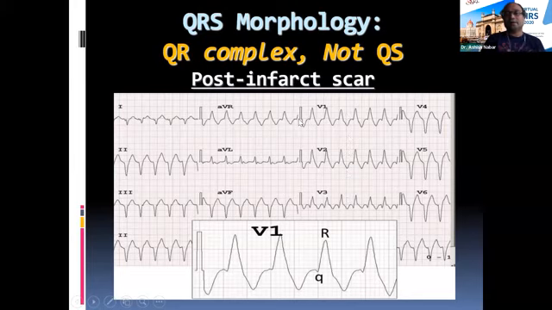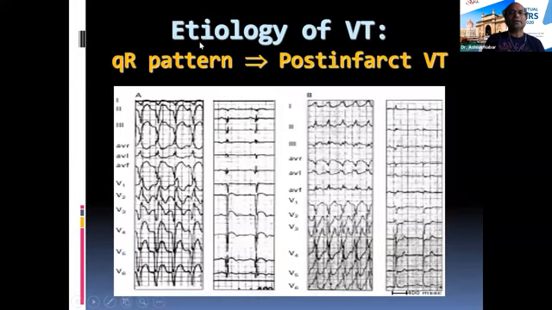So diagnosis of wide QRS tachycardia is not necessarily limited only to saying whether it's a VT or SVT, but if you diagnose a VT, you can also say a few things about the etiology of the VT. Most commonly, it's a post-infarct scar. Most commonly, it's dilated cardiomyopathy in your day-to-day practice. But a QR pattern tells you it's not dilated cardiomyopathy, but it's probably an old anterior wall scar, which is probably an old LAD-related infarct. So very important to read this QR pattern.